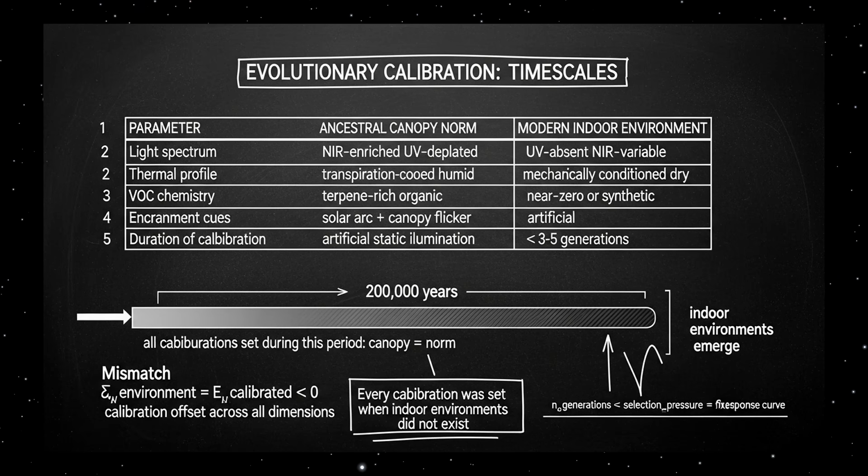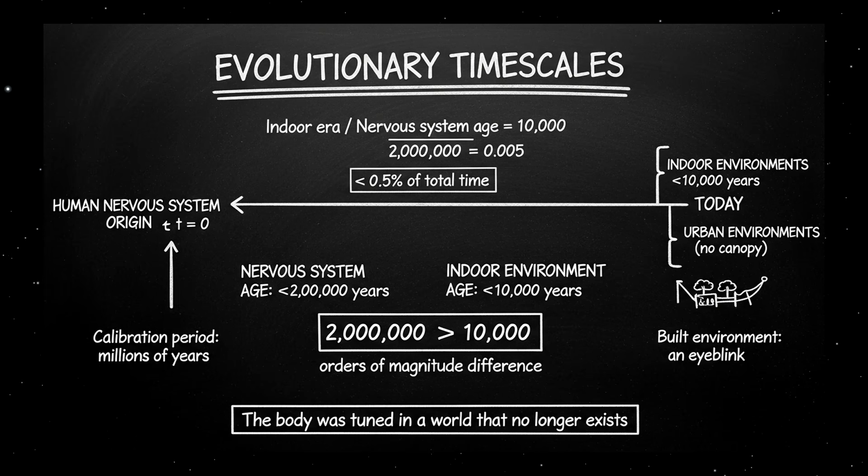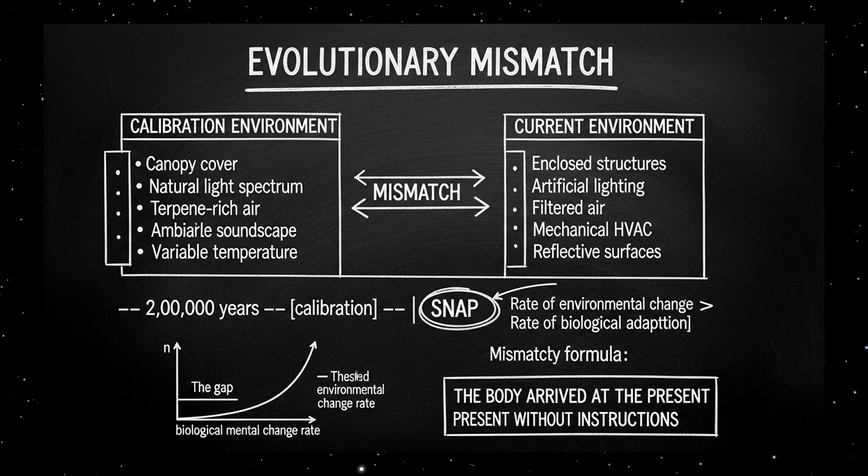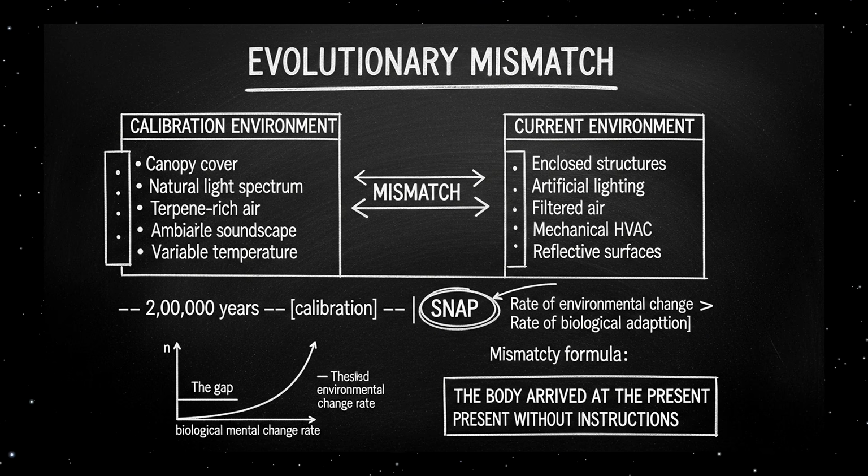Every one of these calibrations was set during a period when the canopy environment was the norm and indoor environments did not exist. Indoor environments are roughly 10,000 years old, a fraction of 1% of the time the human nervous system has existed. Urban environments with no canopy cover are younger still. The mismatch between the environment the body was calibrated for and the environment it now occupies is, in evolutionary terms, instantaneous.